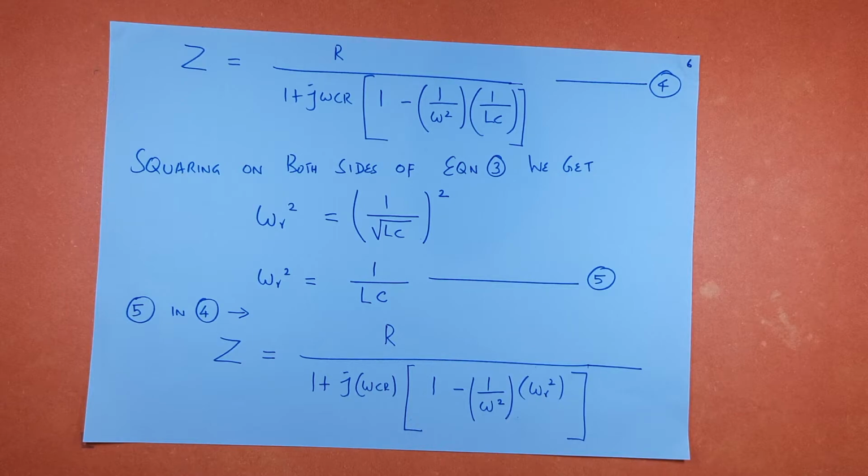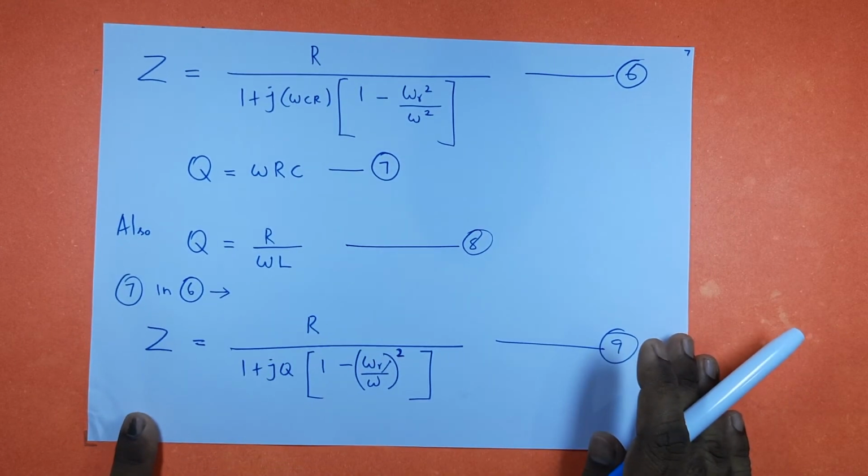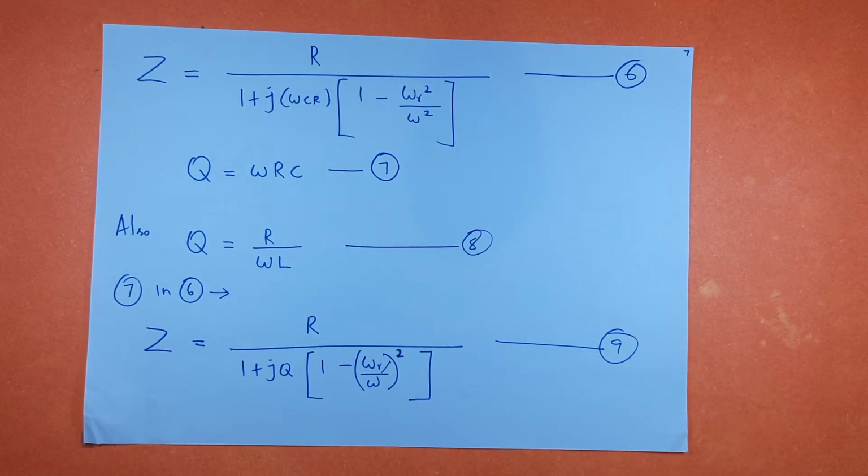Now use 5 in equation number 4. Instead of 1 by LC, Z equals R divided by 1 plus j omega CR into (1 minus 1 by omega square), and instead of 1 by LC we put omega R square. Next we have Z equals R divided by 1 plus j omega CR into (1 minus omega R square by omega square). This you can call equation number 6.